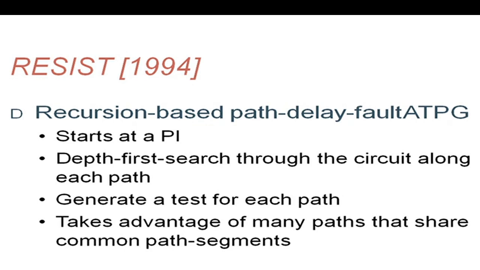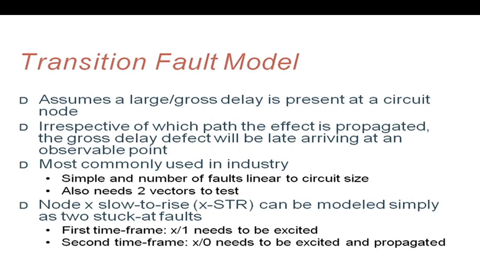So these are some methods for generating the patterns, where an algorithmic method to generate the delay test pattern starts from the primary input and performs a depth first search so that we can get what the paths are, and then we generate the test pattern. So this is an algorithmic approach, recursion based path delay fault ATPG. I'm just skipping this, and next we have the transition fault model.